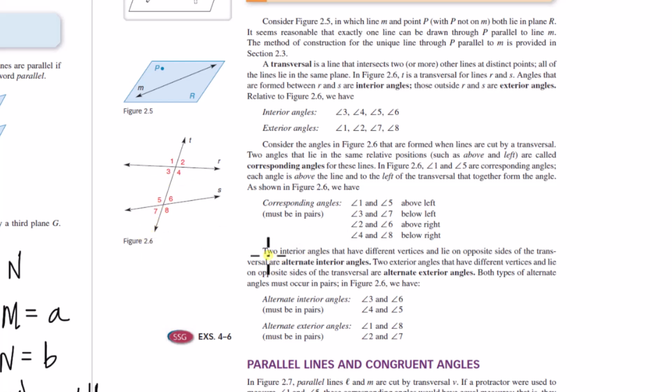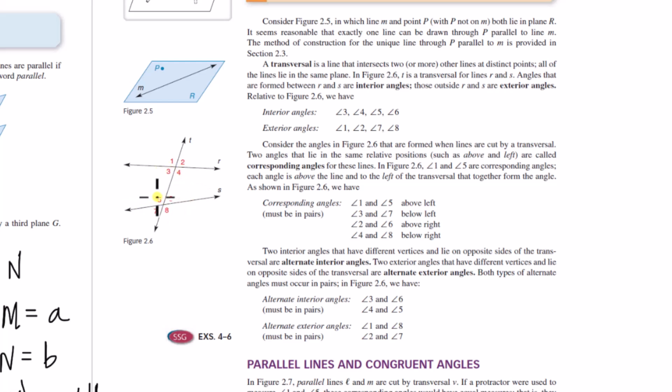Now, two interior angles that have different vertices and lie on opposite sides of the transversal are alternate interior angles. Two exterior angles that have different vertices and lie on opposite sides of the transversal are alternate exterior angles. Both types of alternate angles must occur in pairs. So we're thinking about all of the interior angles here: 3, 4, 5, and 6.